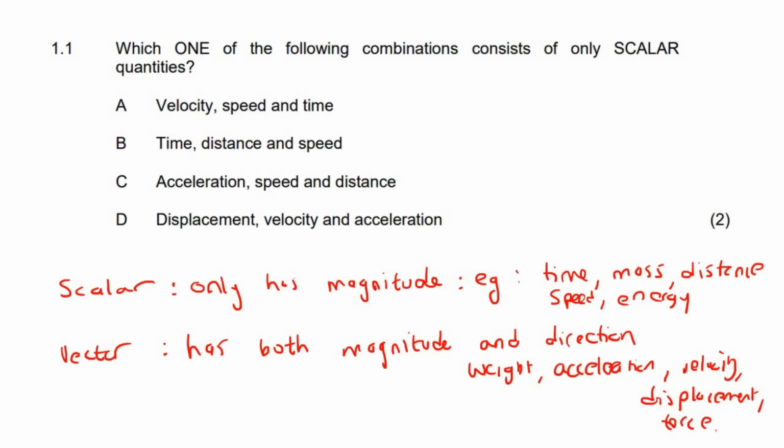So it says here, which one of the following combinations only consists of scalars? So it won't be this one, because there they've got velocity. And velocity is a, where did we say? Here, it is a vector. So it won't be that one. What about this one? This one looks good. It's got time, distance, and speed. So that would be the answer. Why won't it be C? Well, it's got acceleration. And why won't it be D? Well, all three of those are vectors. Okay, so the correct answer here will be B.